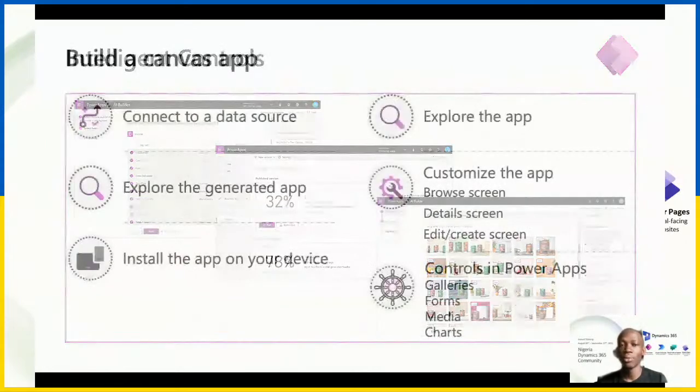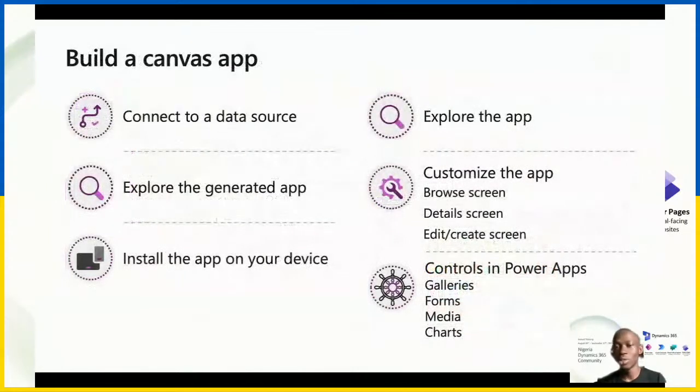Connecting to a data source is what you do most of the time when you're building a Canvas app, because the purpose of creating an application most times is just to get data, to play with data. What I mean by playing with data is either you're creating the data, reading the data, updating the data, or deleting the data. All the applications we use actually revolve around that.